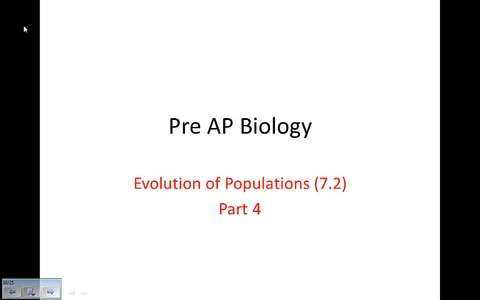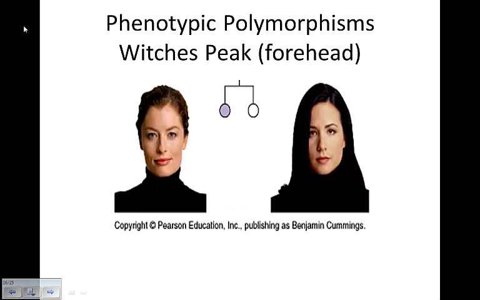But we are talking, we're in the last section of 7.2, part 4, and let's start it off with a little bit of phenotypic polymorphisms. Woo, they're also known as discrete characters. I'm telling you, you throw those two words out at a party, and you are going to look cool. Whoa. Phenotypic polymorphisms. People will be like, what?